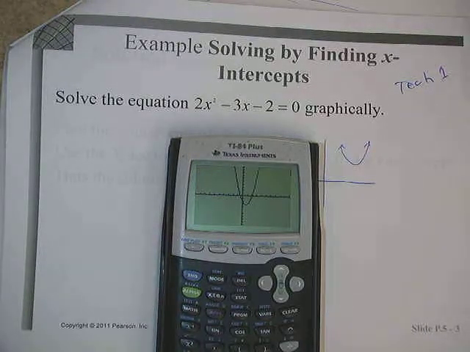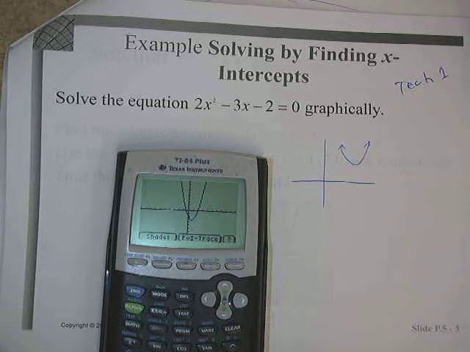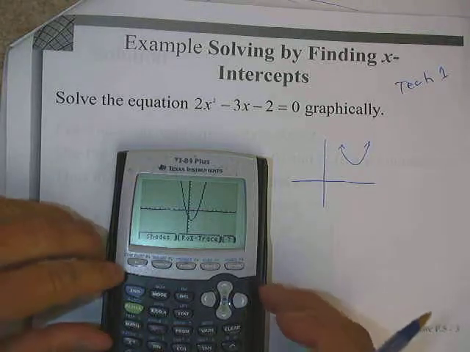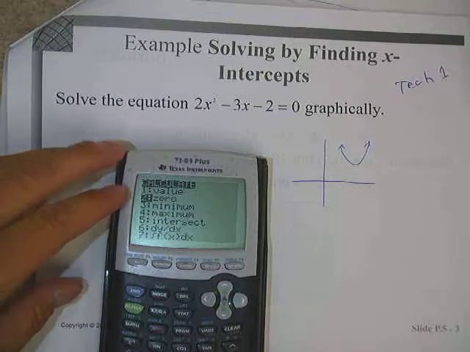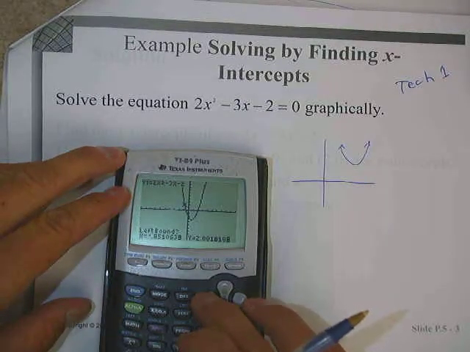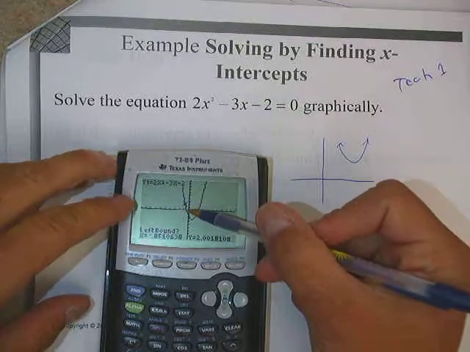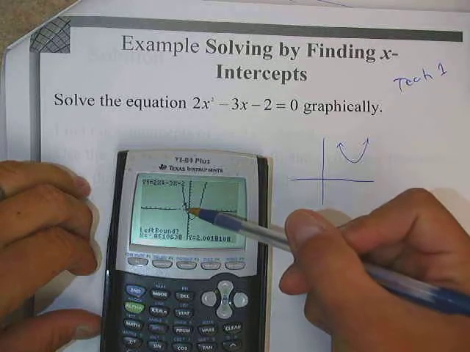2x squared minus 3x minus 2. And we'll go zoom 6. And we can see in this particular case, we do happen to have 2 intersection points with the x-axis. So I'm going to need to do that process twice, but let's go ahead and figure out what they are. We'll do the calc menu. We're going to do the 0 command.